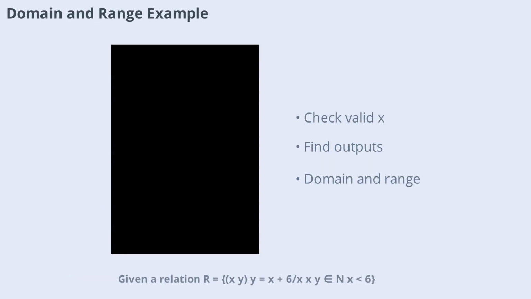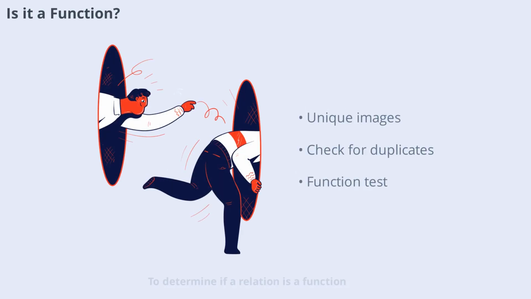Given a relation R = {(x, y): y = x + 6, x in N, x < 6}, we find the domain and range by checking which values of x produce natural number outputs for y. This process helps us understand the structure of the relation and its possible outputs. To determine if a relation is a function, check if every first element has only one image.